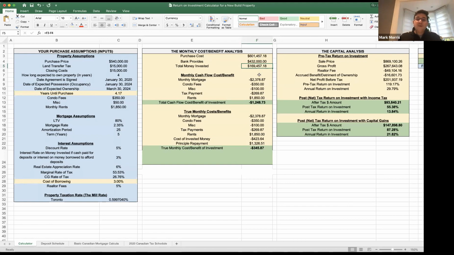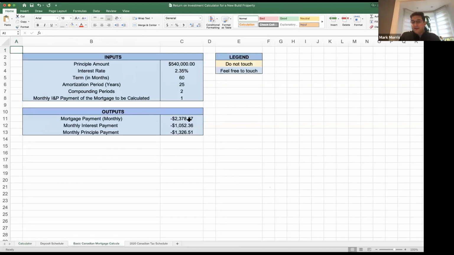You will see that if we take our monthly mortgage amount, which now is coming directly from our mortgage calculator, we have $540,000, an interest rate of 2.35, all the terms. You can see what the monthly payment is. I'm going to give a session on how to build a mortgage calculator in Excel in this forum later on, but that's not presently what we're doing. So we have a mortgage payment of $2,378. Interest is $1,052, and your principal payment is $1,326. Of that amount, true interest, the money going away, the money that you might as well set on fire, is $1,052.